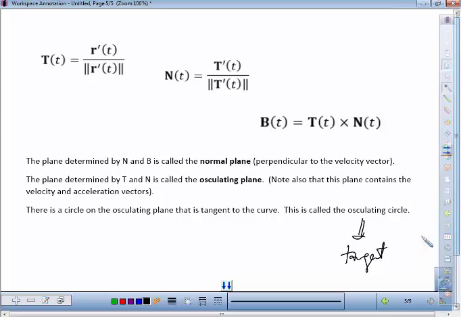It's not torque. Maybe it is torque. I have to look it up.